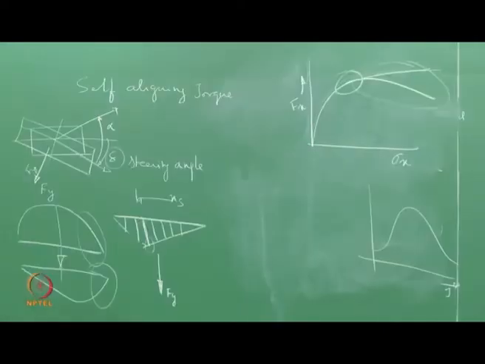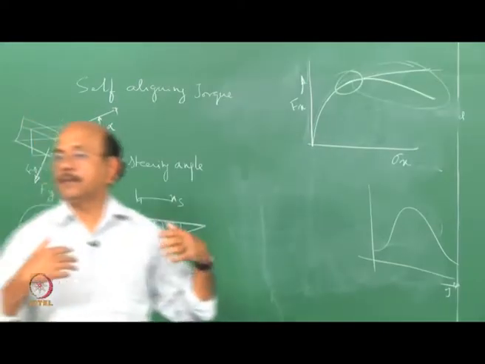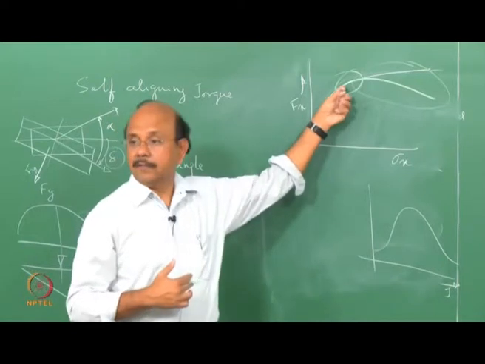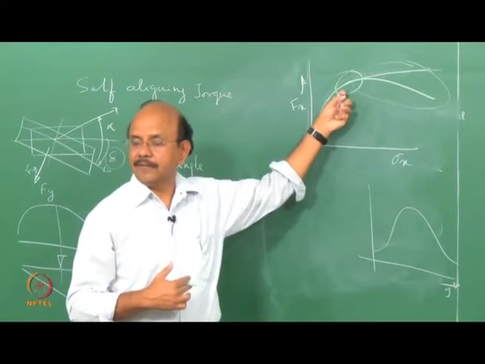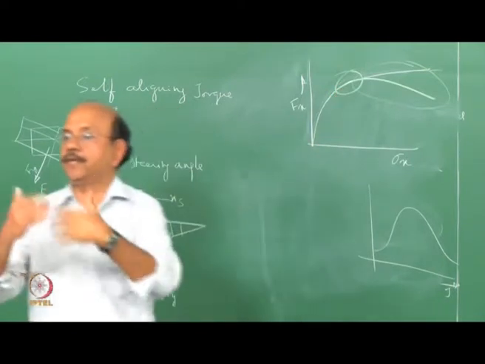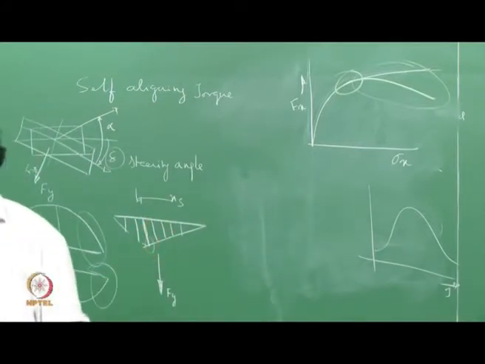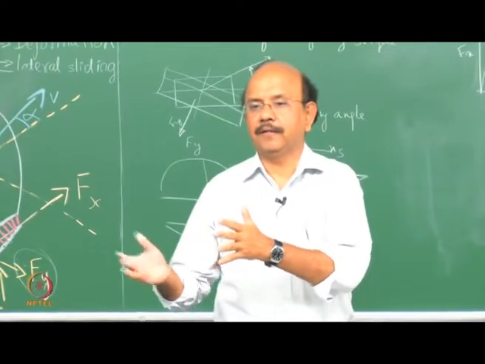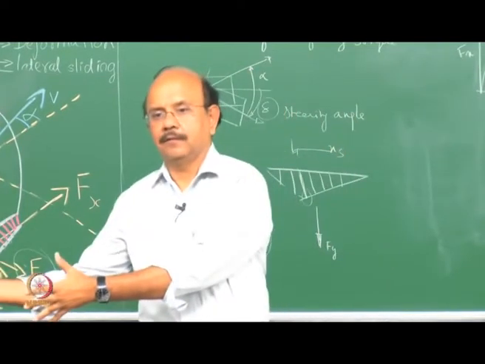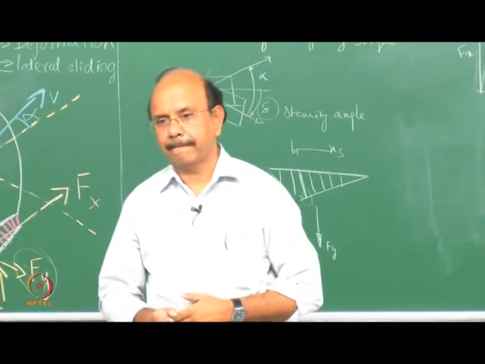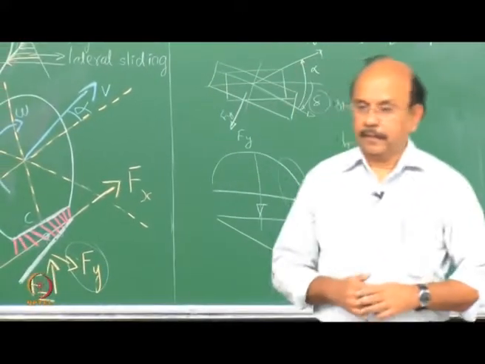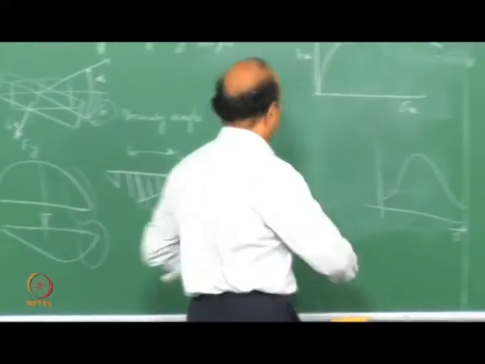So the best way is to get back to this curve, so that my braking force will increase. That's the braking force Fx. Rather than stay in a region where the braking force is going down fast. Clear? That's what happens in Fy as well.